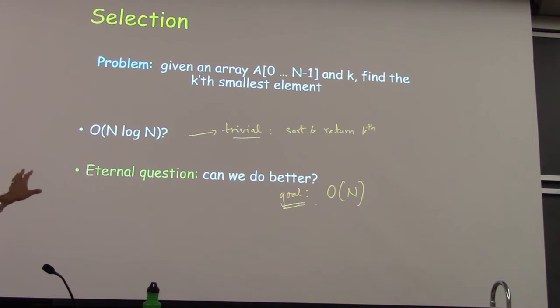And the goal is to do something like O of n. So you don't want the additional log n factor. Note that you can't do better than O of n. Why? Yeah, you have to see all the input, right? So that itself is O of n. So this is as good as it gets.